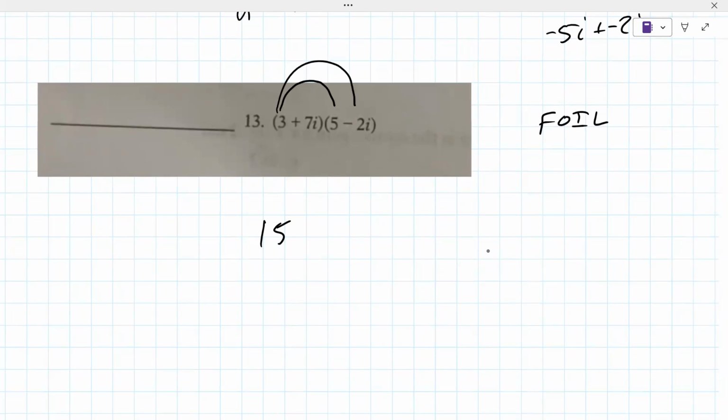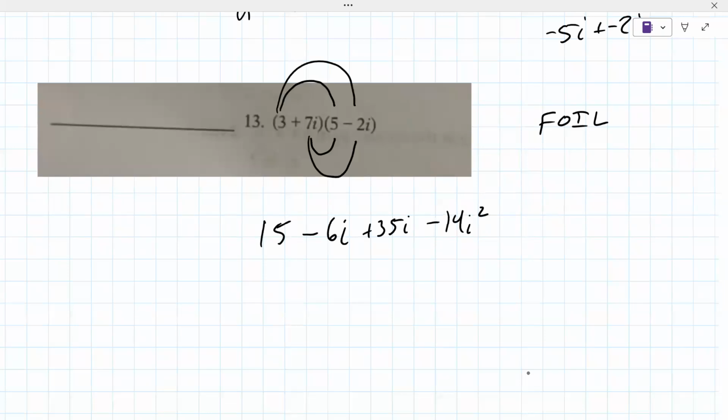Negative 9. How did you get negative 9? Wait, I think I'm getting things mixed up. Negative 6i. Okay, 7i positive times 5 would be 35i. Then 7i times negative 2i is negative 14i squared.